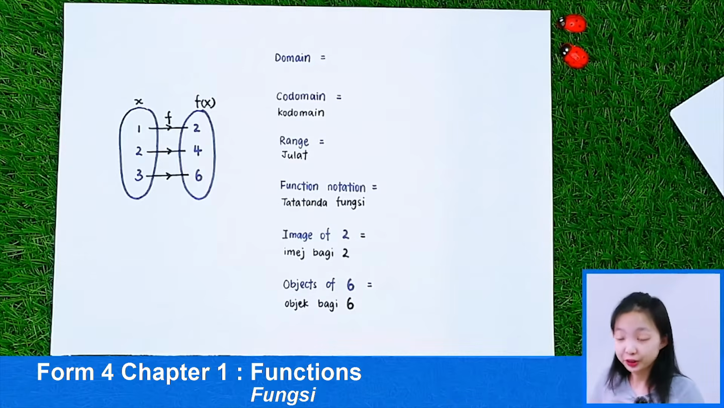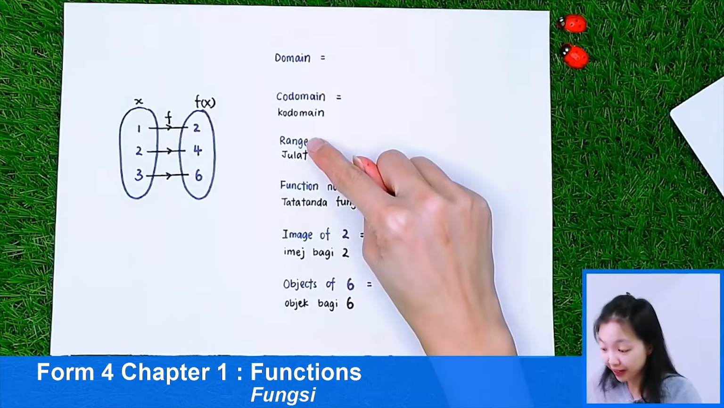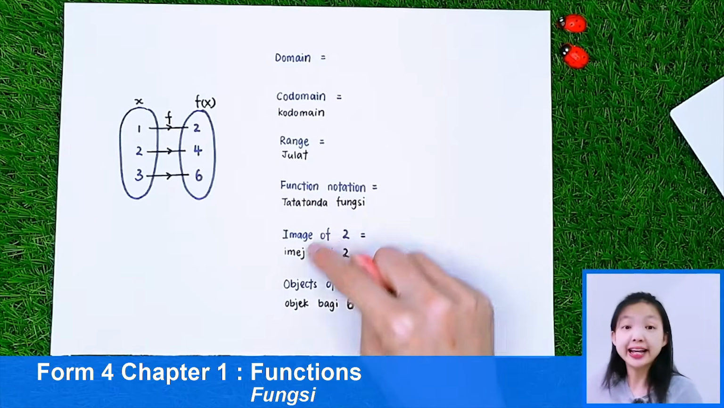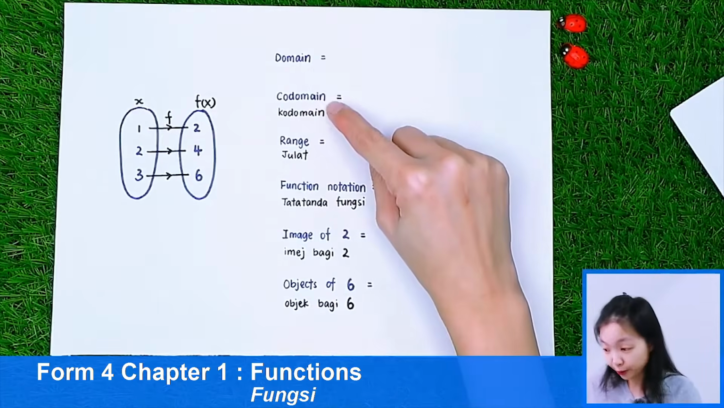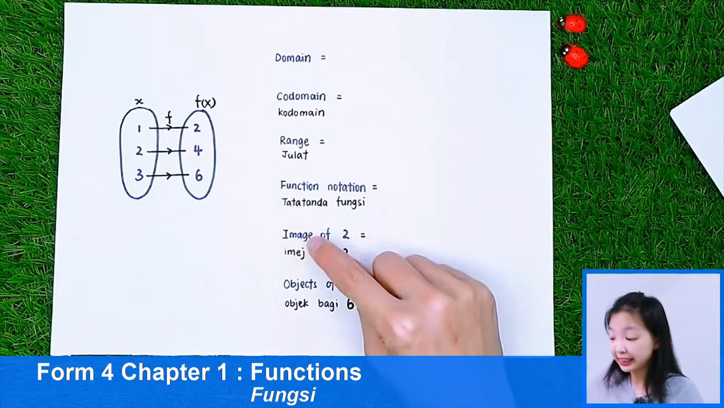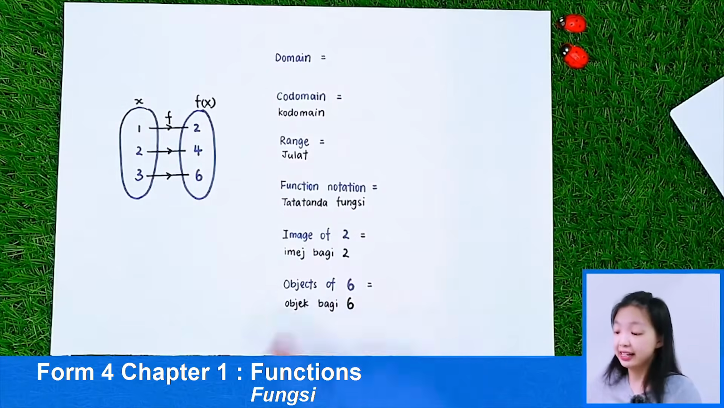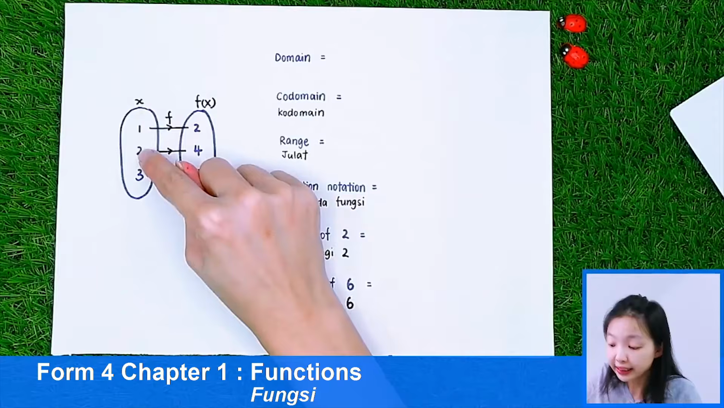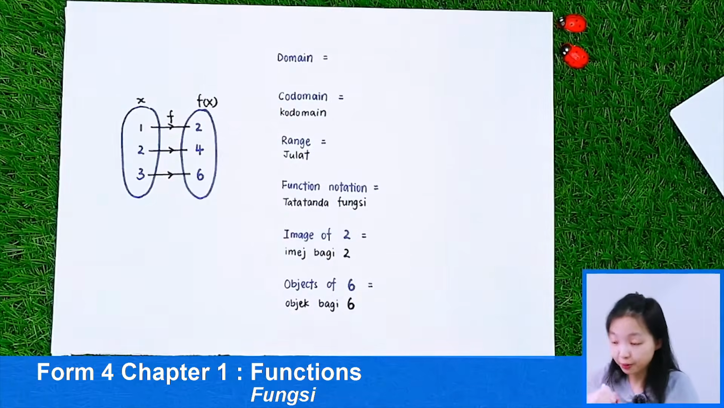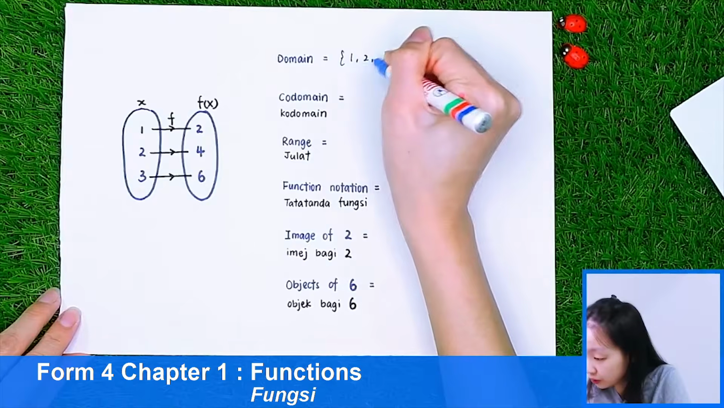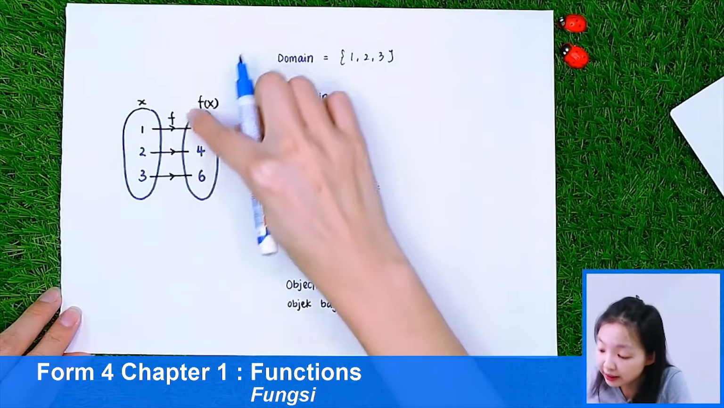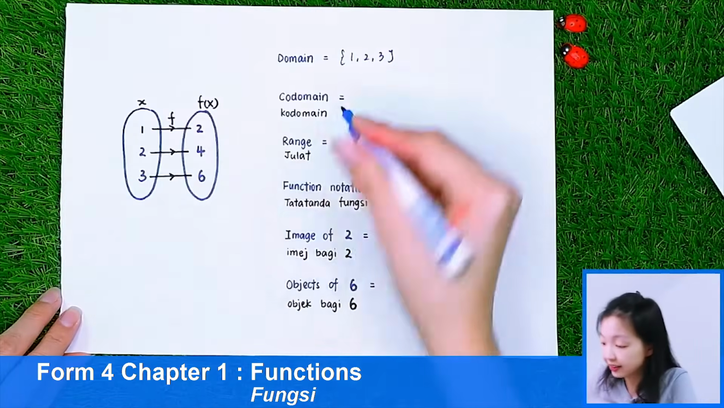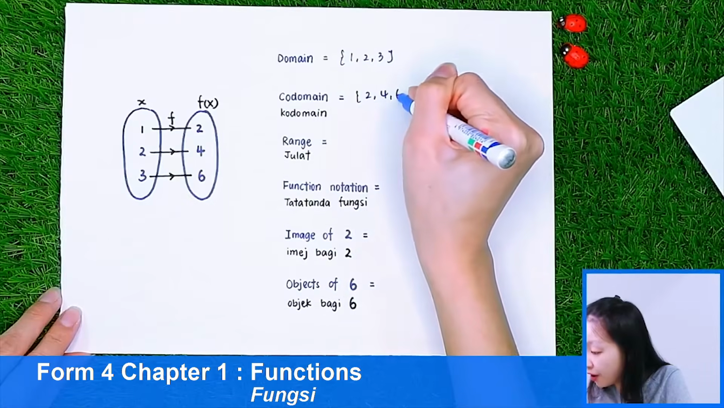Now I want to introduce you to what is domain, codomain, range, function notation, image, and object. Okay, let me show you. Domain is all the numbers in this circle. That's called the domain: 1, 2, 3. This is the answer for your domain. Codomain is all the numbers in the second circle, which is 2, 4, 6.